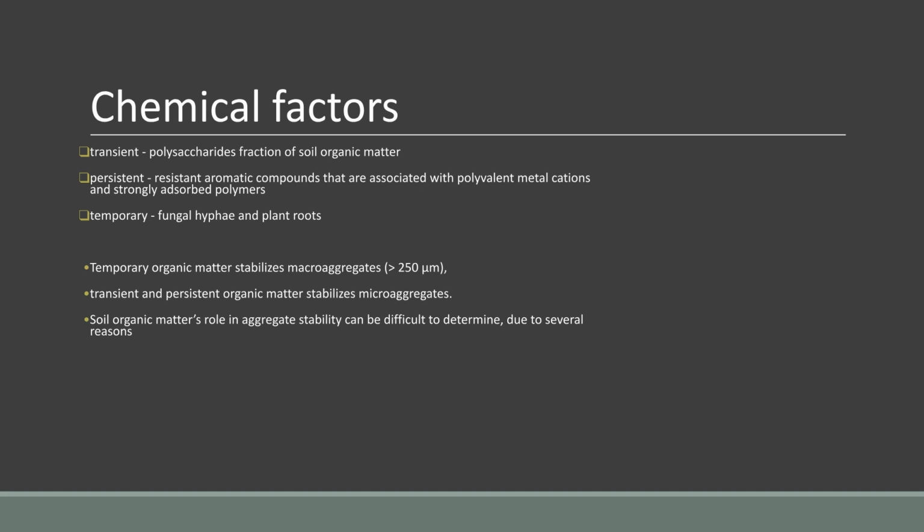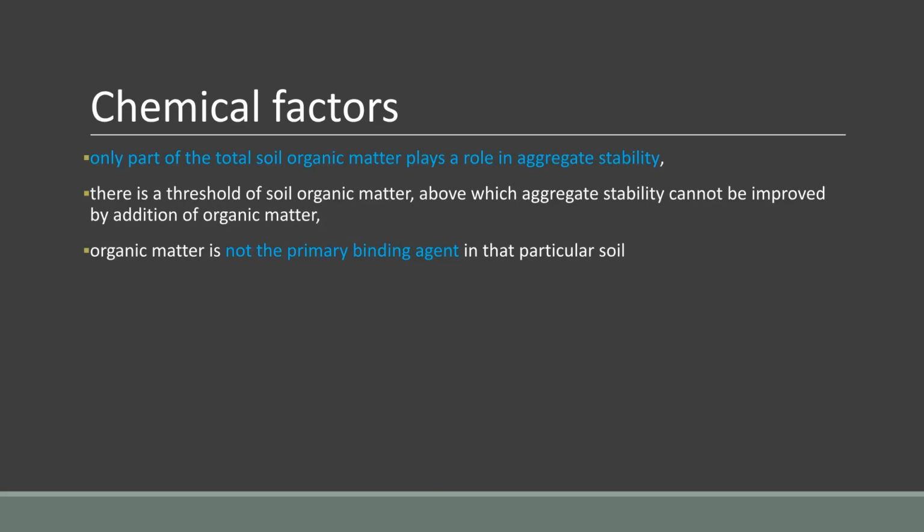Soil organic matter can be classified as transient, persistent, or temporary. Temporary organic matter stabilizes macroaggregates, while transient and persistent organic matter stabilizes microaggregates. The role of organic matter in aggregate stability can be complex to determine. The role of organic matter in aggregate stability is limited.